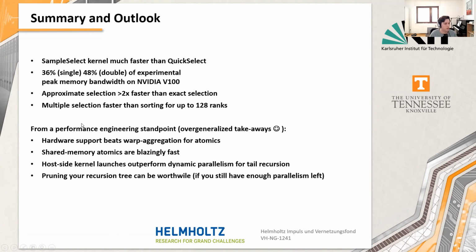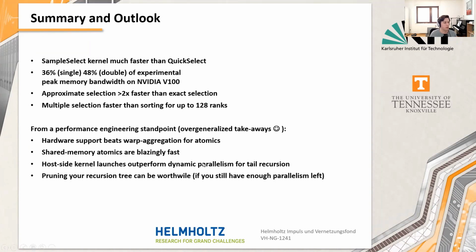And I just wanted to add a few takeaways from a performance engineering standpoint, which are really overgeneralized, but I think it might be helpful to have seen a few examples where this is true. So here, warp aggregation usually doesn't make sense if you have some kind of hardware support for resolving atomic collisions. And the shared memory atomics in general are really fast. So if you have a memory-bound algorithm, it usually doesn't give you a large performance benefit to warp aggregate if you're just counting elements.